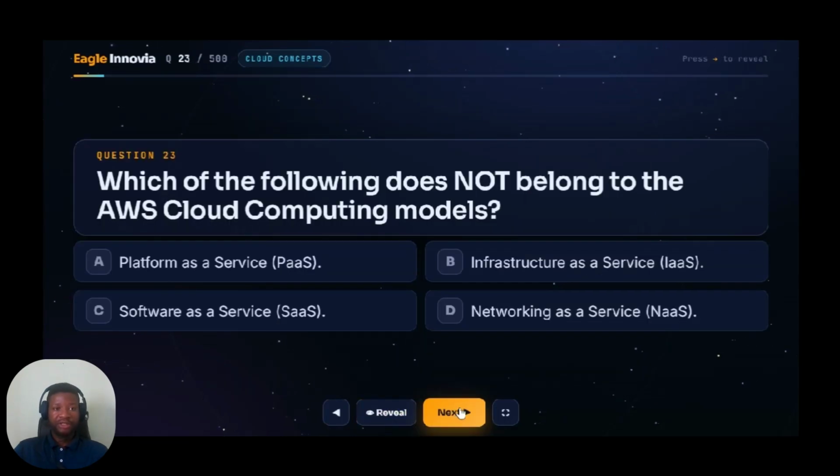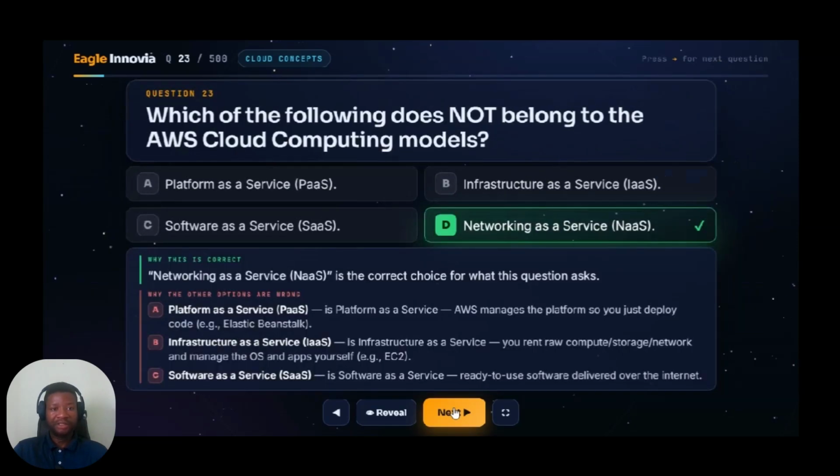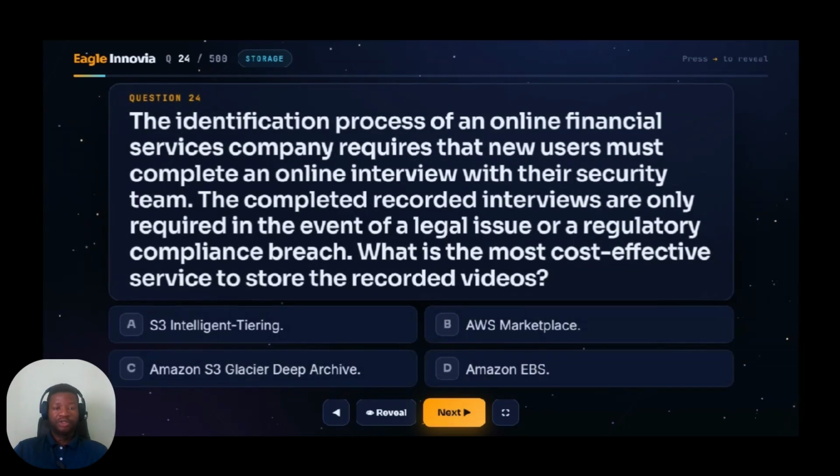Question number 23. Which of the following does not belong to the AWS cloud computing models? A. Platform as a service. B. Infrastructure as a service. C. Software as a service. D. Networking as a service. The answer is D. Networking as a service is correct in this regard because it does not belong to the AWS cloud computing models at all.